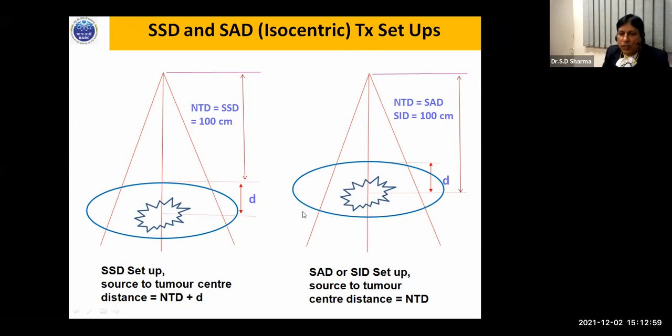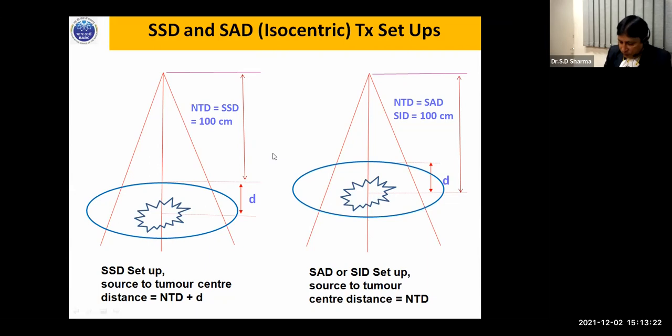But in case of isocentric treatment, the point of interest is the isocenter. The patient is positioned in such a fashion that the tumor is centered at the isocenter along the central axis of the beam. So this is the basic difference as far as the distance of the point of interest from the source is concerned.